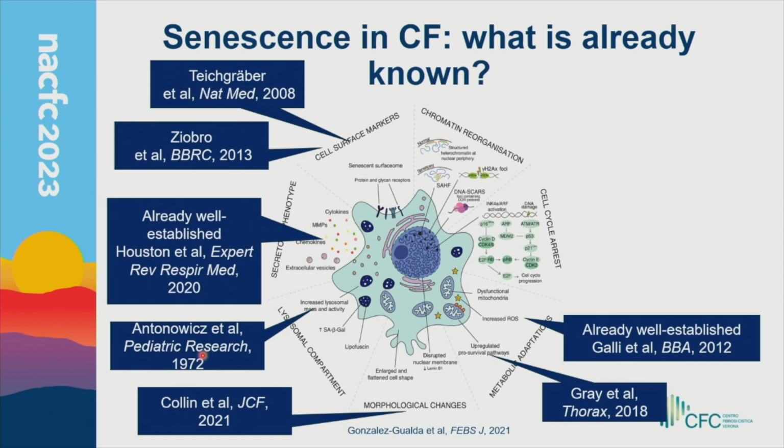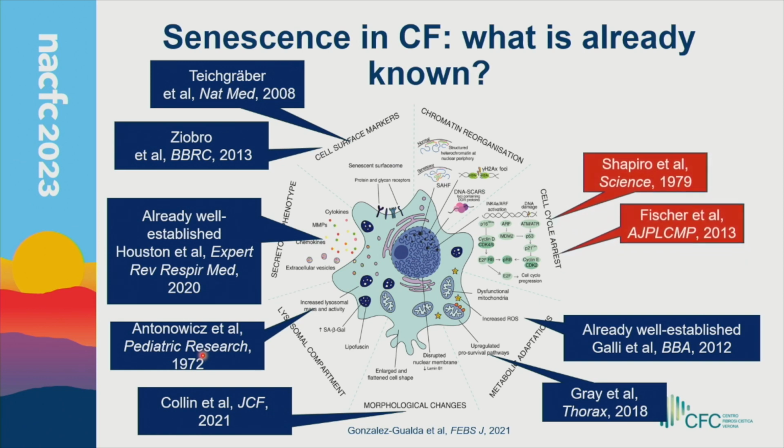Increased reactive oxygen species have already been described by Carla Ribeiro before, and it is an already well-established mechanism. Upregulated pro-survival pathways, including the resistance to apoptosis observed in primary neutrophils obtained from cystic fibrosis patients, is a fact.